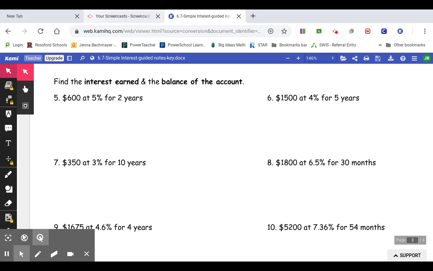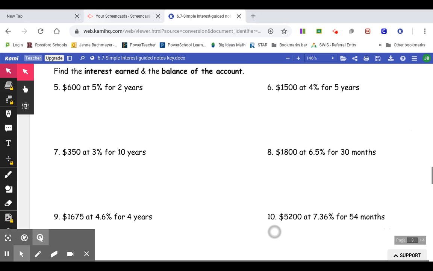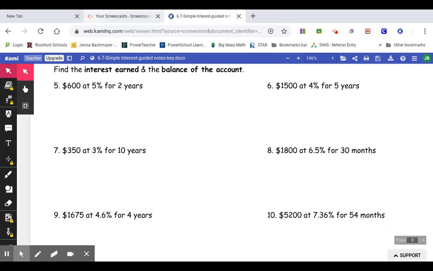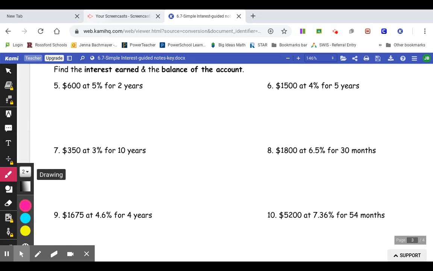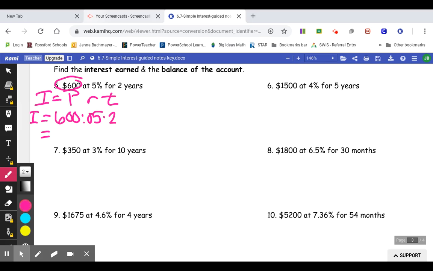All right, we're going to try some other examples here. There are some that are going to be left for you to do. I do want to try just a couple, so we have a couple more practice. So let's look at number 5. So we're going to start with our I equals PRT. We have $600 that we're starting with. That's our principal at a 5% rate, so 0.05, and our time is 2 years. So when I multiply all of those things together, I end up with $60.